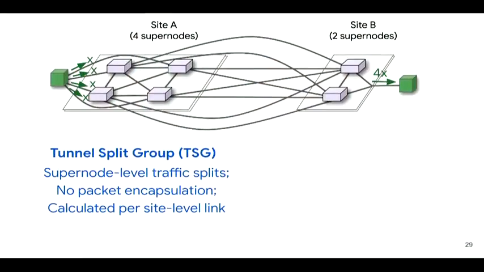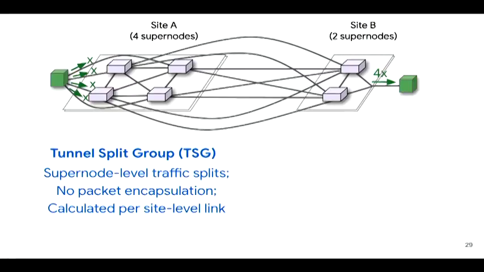Our solution, called tunnel split group, is a supernode level traffic split that can run without packet encapsulation, and is calculated per site level link independently, so it's quite scalable in terms of computation.